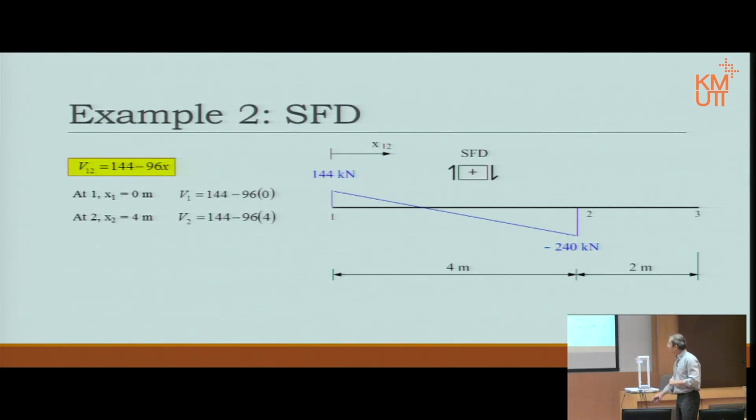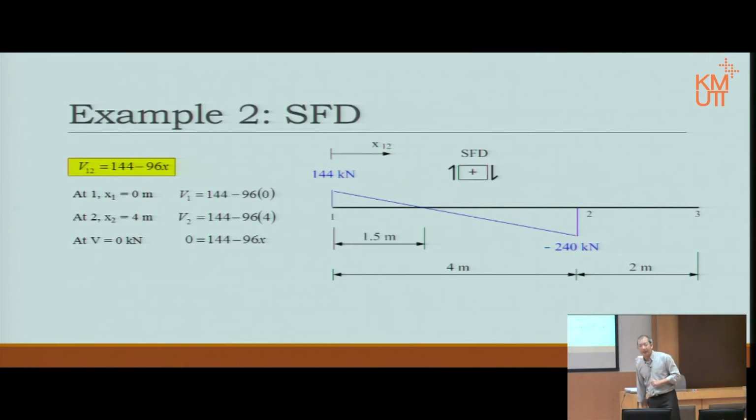Okay. This equation, however, can work two ways. If you know x, you can find shear. If you know shear, you can find x. In this case, where it cuts 0, we know shear is 0. Therefore, we substitute shear 0 into the equation and work out x, in this case, 1.5 meters. Done with 1 to 2.